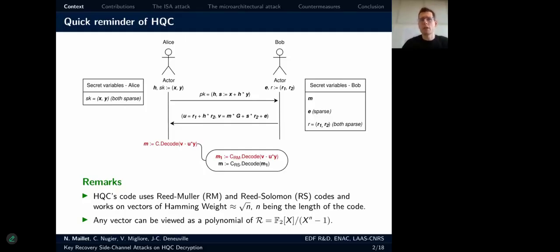In fact, we can see it as two decodings, the first part being Reed-Muller decoding and the second part being Reed-Solomon decoding. The function that we are targeting is at the beginning of the decoding when Alice receives the codeword, so it's in the Reed-Muller decoding part. It will be useful later: any vector in HQC can be viewed as a polynomial. Here, the Y part in V minus UY is part of the secret key from Alice, right?